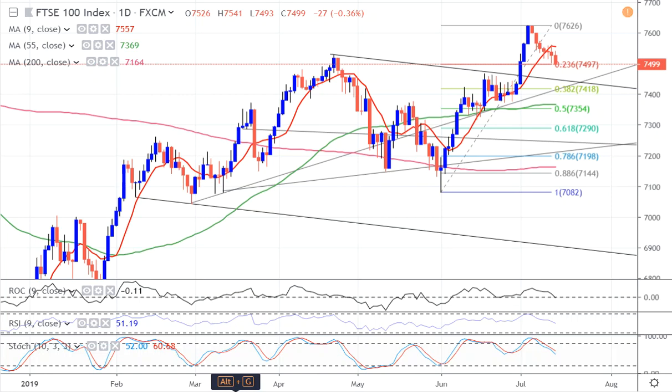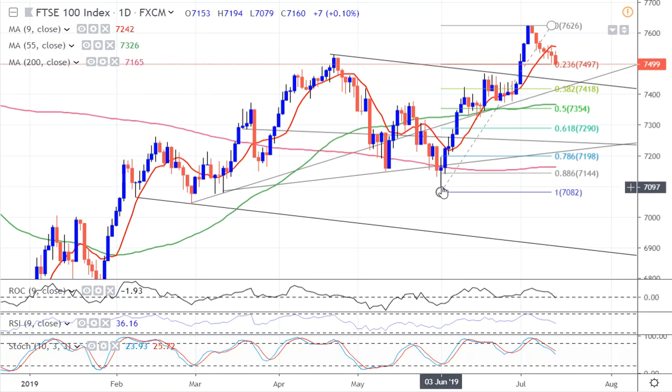Good morning. I'm not going to do a weekly chart on FTSE this week. I'm going to go straight into the daily because of what I see. Now, we're interested in this run up here from June. I will show you the weekly a little bit later, but what I want to show you today is this.